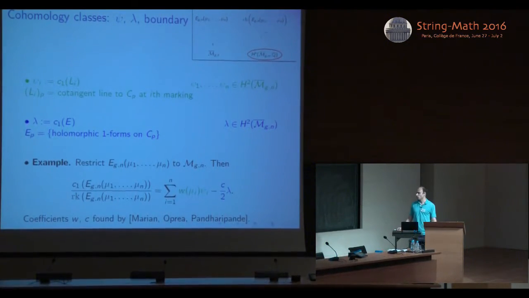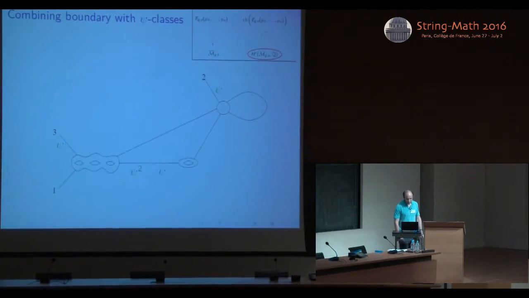So these are some cohomology classes, and there are also natural cohomology classes that are Poincaré dual to the boundary strata. Since there are all these boundary strata, there are Poincaré dual cohomology classes. And just an example that we will use later. If we take the Verlinde bundle and restrict it to the open part MgN, the space of smooth curves, its first Chern class was computed in a previous paper by three of the four co-authors. So there are some coefficients. It's a linear combination of these psi classes and the class lambda. And the coefficients are called W and minus C over 2. I will introduce these numbers later just to give you an example.